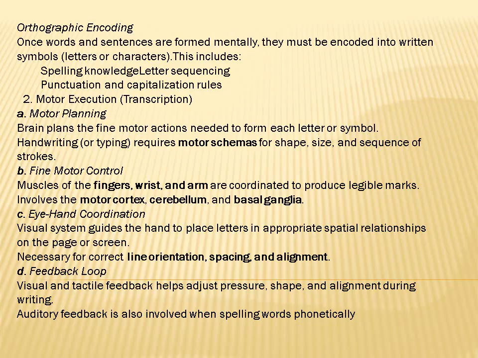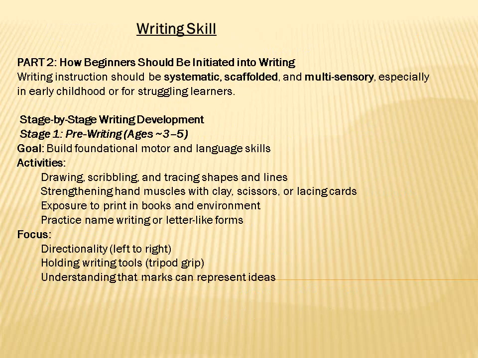4. Feedback loop. Visual and tactile feedback helps adjust pressure, shape, and alignment during writing. Auditory feedback is also involved when spelling words phonetically. Writing skill, part 2: how beginners should be initiated into writing. Writing instruction should be systematic, scaffolded, and multisensory, especially in early childhood or for struggling learners.